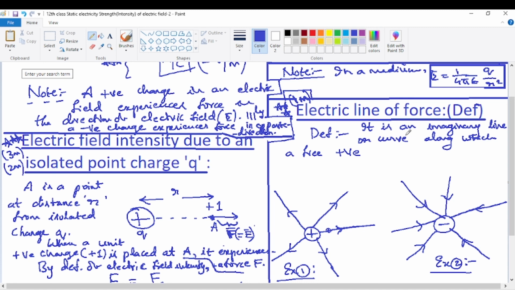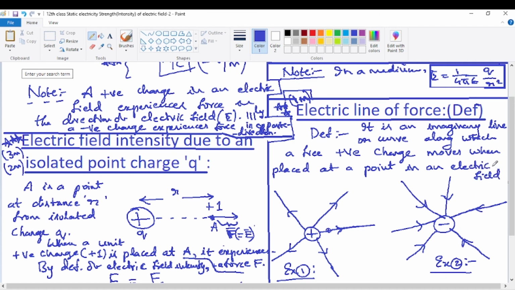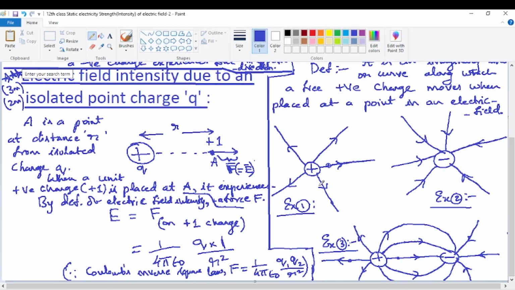Okay, coming back to the lesson, it's an imaginary line or curve along which a free positive charge moves when placed at a point in an electric field. That's all. This is a very simple definition, and below the definition we have three examples of electric lines of force. No explanation for the examples. From these examples only, all the properties of electric lines of force can be obtained. They are very, very useful properties because many derivations are based on these simple properties. About 6 or 7 properties are there. So this is the completion of this particular page.